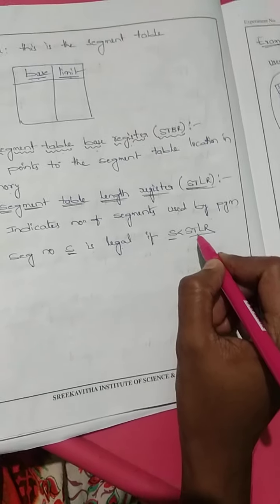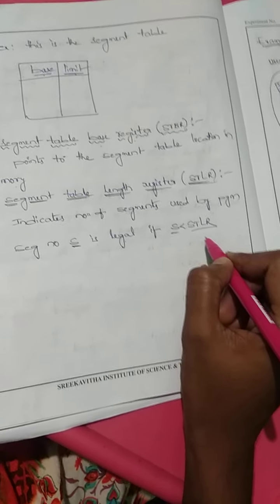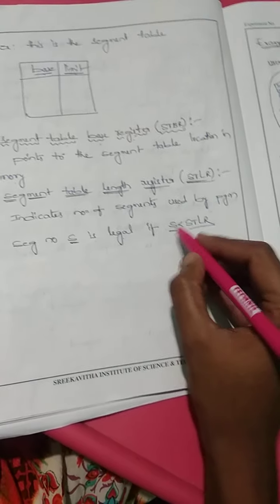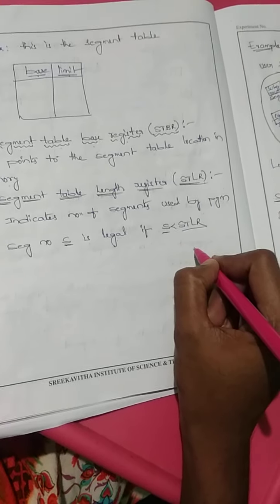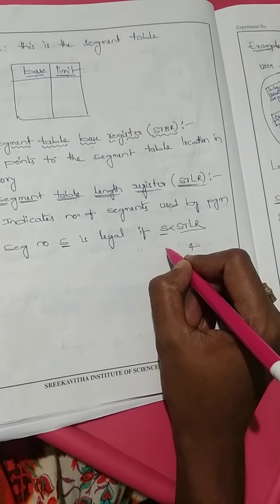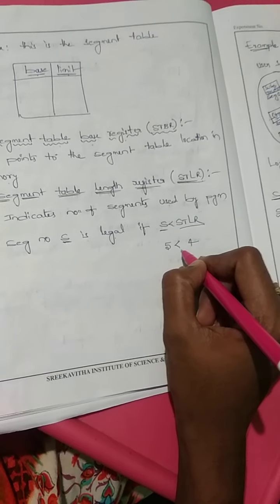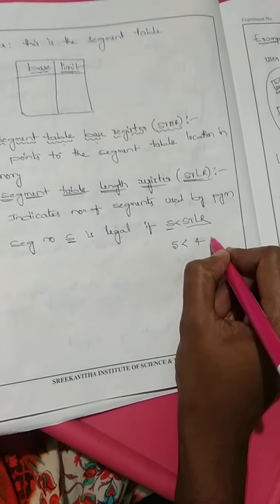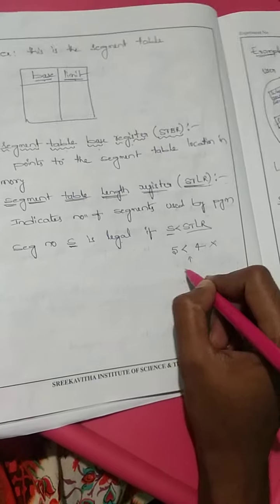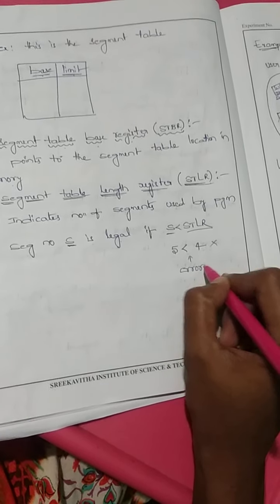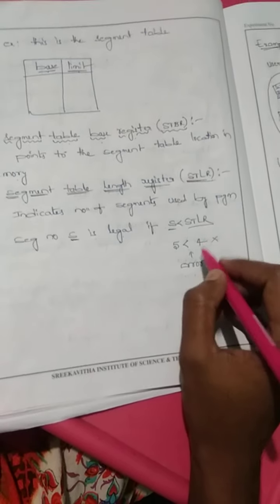For example, we are having 4 segments. So that is the length of your segment. If you give the segment number as 5, then 5 less than 4 is false. So it is an error. That particular address is not found.